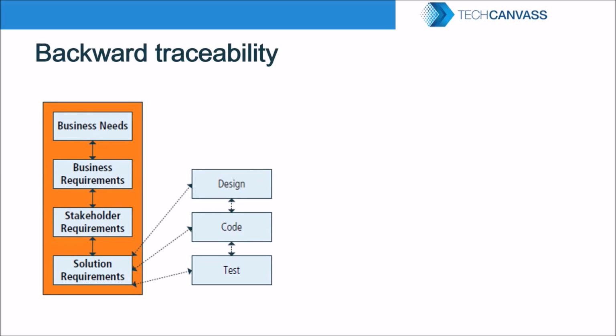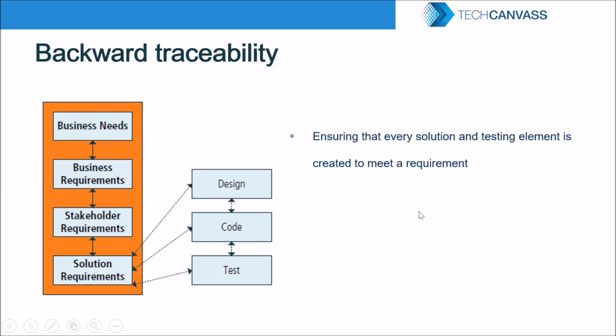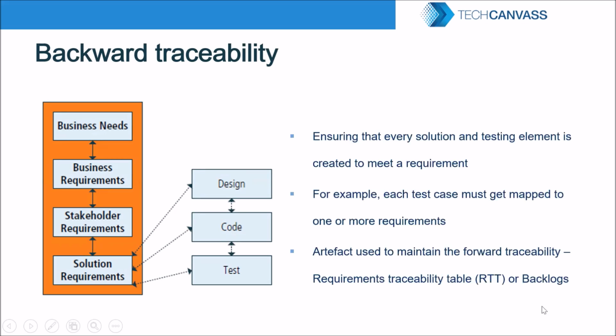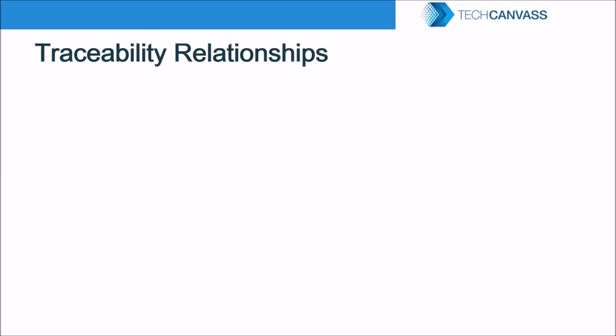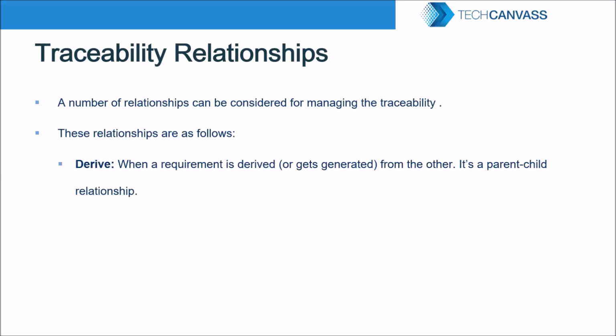So backward traceability has to be an extremely systematic approach to managing the relationship amongst the requirements. And one of the simplest techniques is, of course, again, RTT and backlogs. There you maintain the relationship amongst the requirements. So forward traceability and backward traceability, both of them are typically maintained in the same document. Okay. So what kind of relationships are we talking about? There are multiple relationships amongst the requirements.